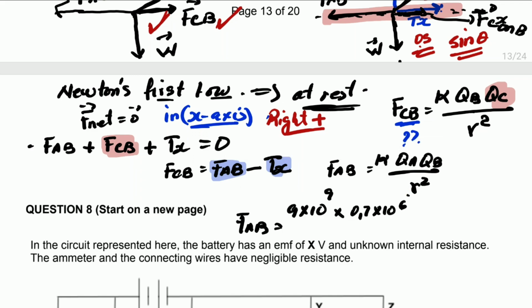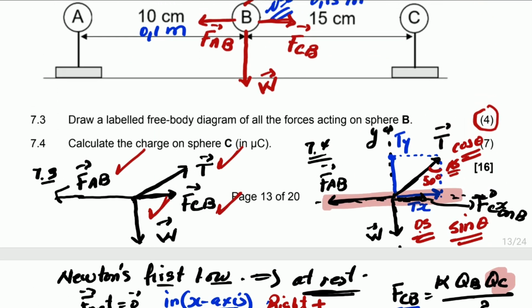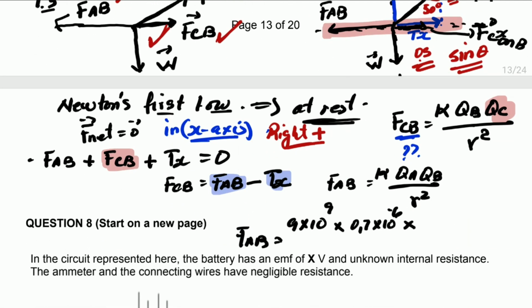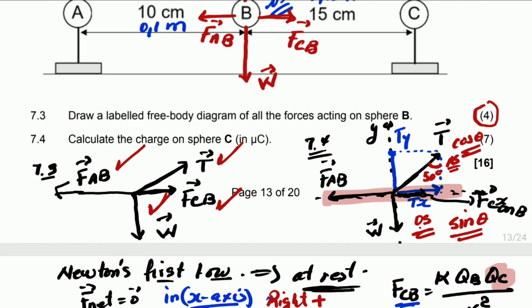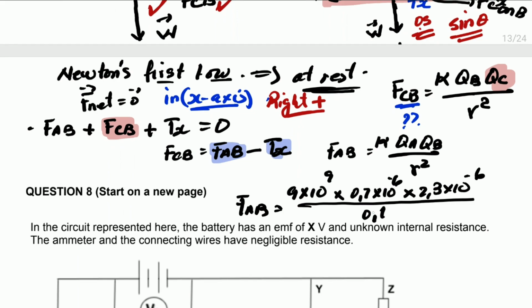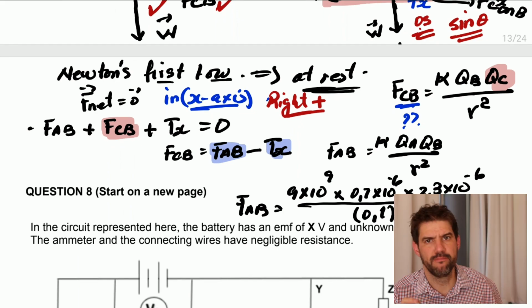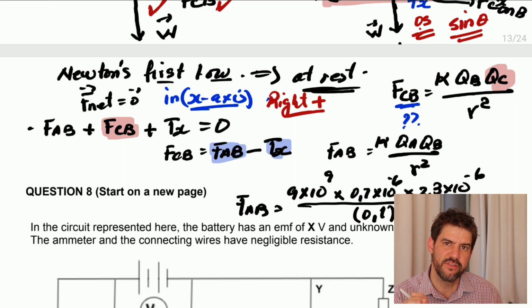The minus 6 is gone. Let me just fix it quickly. Minus 6, sorry, times QB, which is known by us. We even use it, 2.3 times 10 to the minus 6, everything divided by 0.1 meters, 0.1 squared. Now, this is important, you cannot substitute the minus in this formula. This formula is positive, is everything. So now we are done.